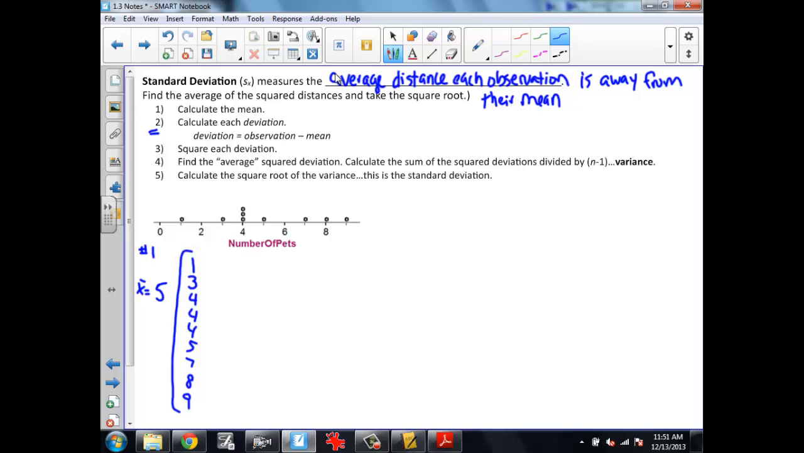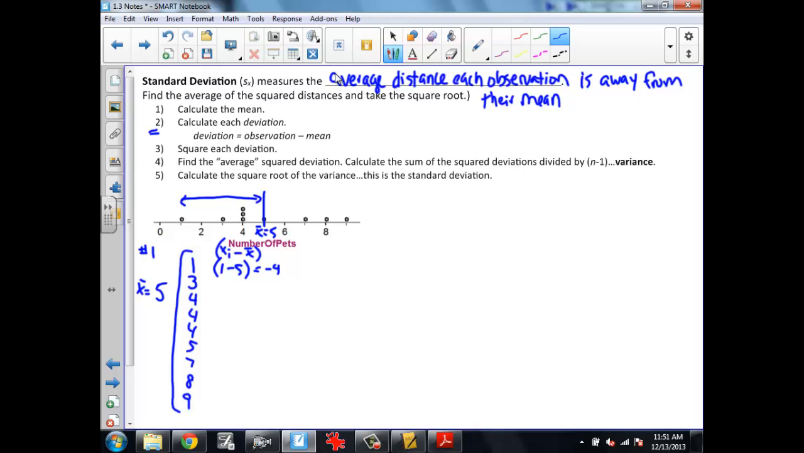Step 2 says calculate each deviation. So a deviation is how far are those observations from the mean. So if I look at this first point, my mean was right here. My x bar equals 5. This is my mean. So if I say how far is this point from the mean, if I'm at 1 and I'm at 5, I go 1 minus 5 and I get -4. It's the observation, so like x sub i minus the mean is the notation for it. You take your x values, we subtract the mean, the observations minus the mean. So I say 1 minus 5 gives me a -4.